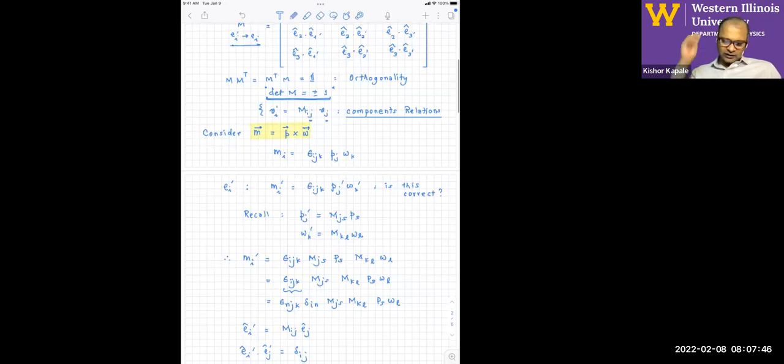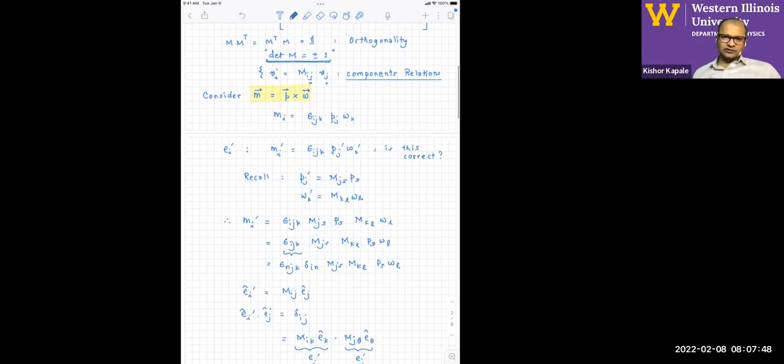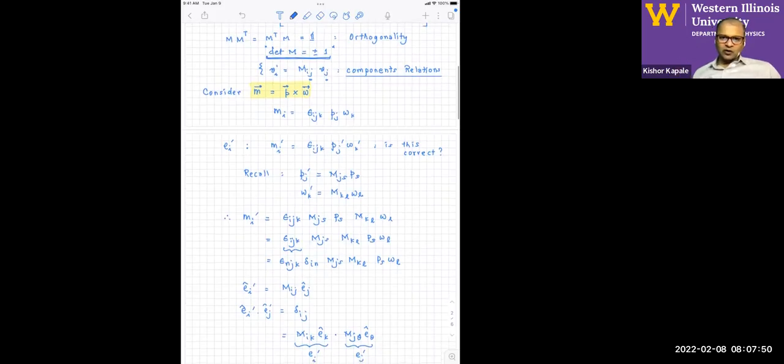Okay. And so what we do is first look at one of the components, with the help of the Levi-Civita symbols. So the first component is Mi. Let's say the ith component is going to be Levi-Civita epsilon ijk pj wk. So you're all comfortable with this now.